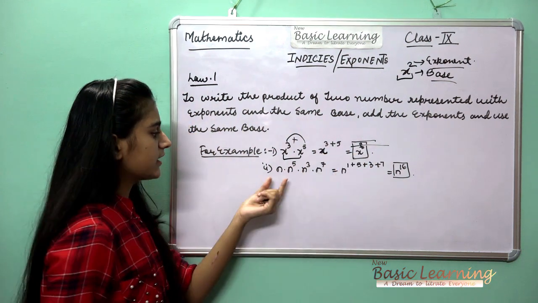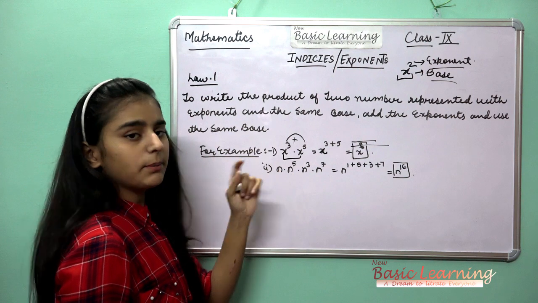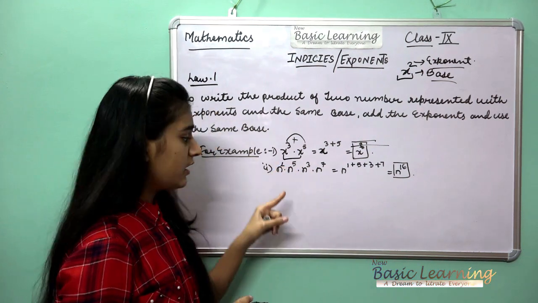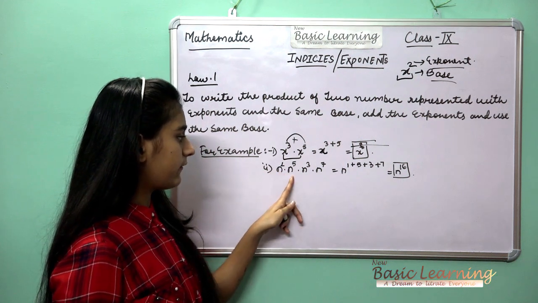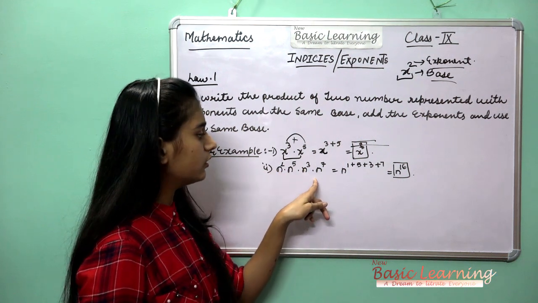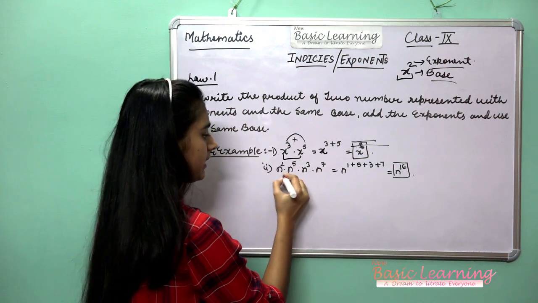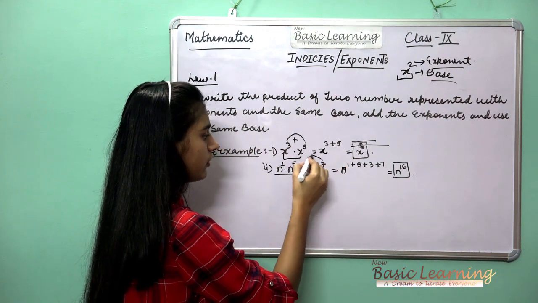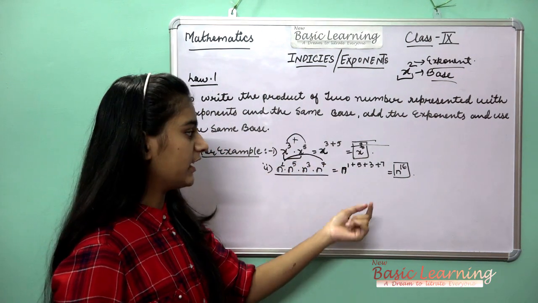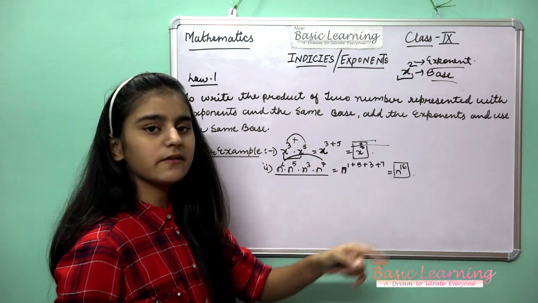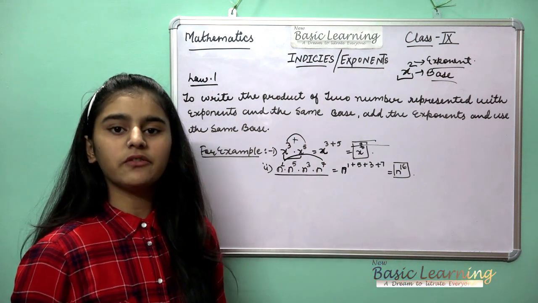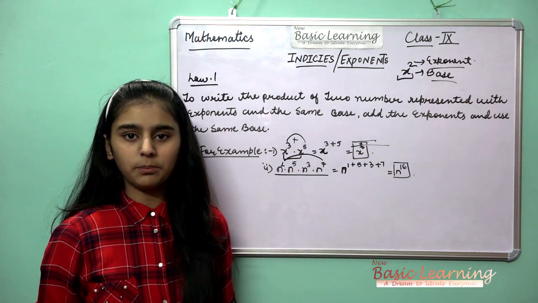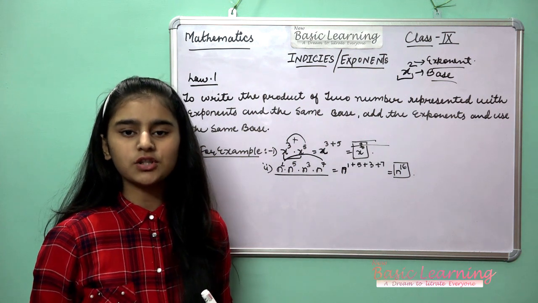Then the second example is n to the power 1. When there is nothing, then it is considered as a power 1. So n to the power 1 into n to the power 5 into n to the power 3 into n to the power 7. The base is same, so we write it at once, and we will add the exponent, that is 1 plus 5 plus 3 plus 7, it gives n to the power 16. I hope the explanation of the first law is cleared and you can do the questions related to this.